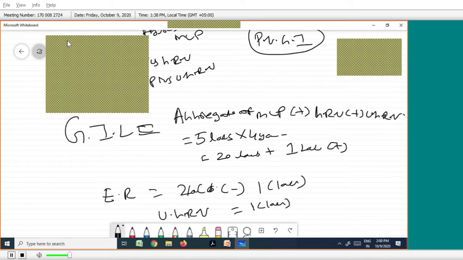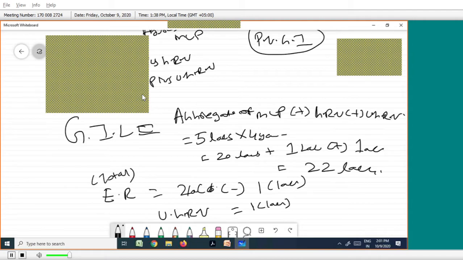Expected means total residual value expected, out of which 1 lakh is guaranteed by the lessee. The balance 1 lakh is unguaranteed, meaning it is not guaranteed by the lessee. So that also I have to include here. So 20 lakhs plus 1 lakh plus 1 lakh equal to 22 lakhs is my gross investment in lease. So gross investment in lease is identified, 22 lakhs.